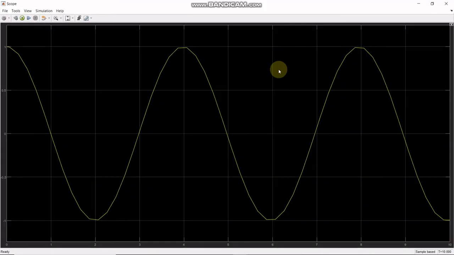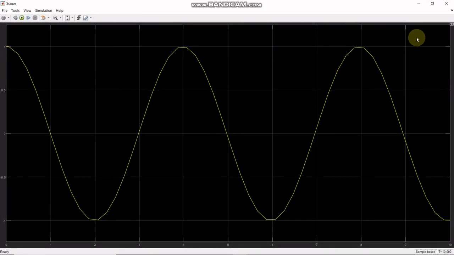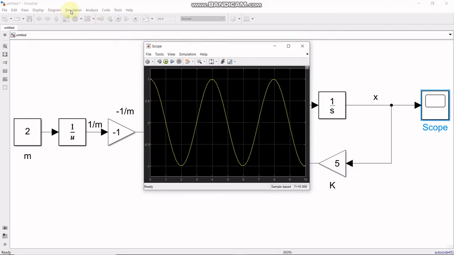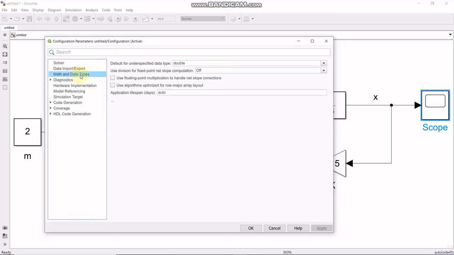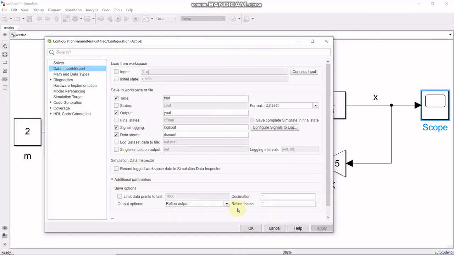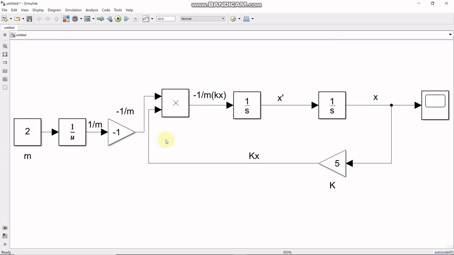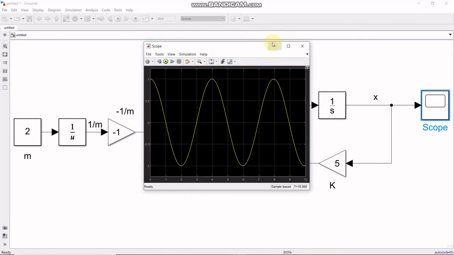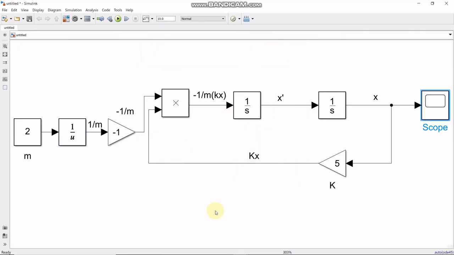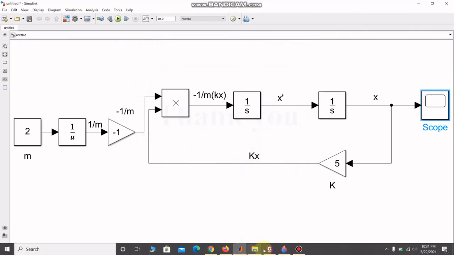So this is what my x is like. I can equally use the refine factor to refine my output. Let's drop down, change this to 10. I can try to apply it so it stays at 10 all the time. So you can see it looks better now. The curve looks better because I've refined it in my refine factor. So that's what my displacements will look like for my x.